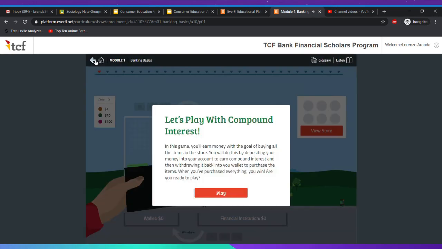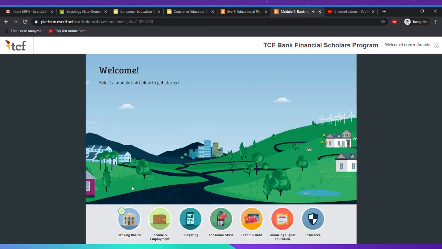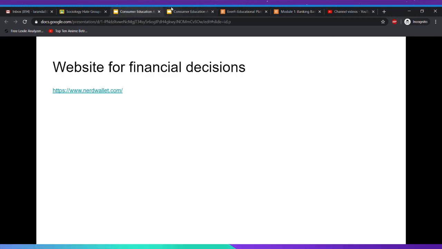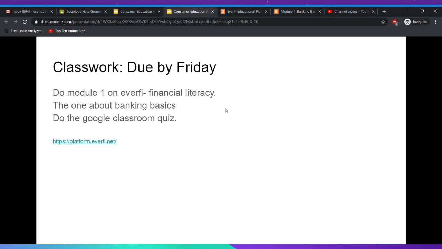Oh, that's loud. Let's play... So as you can see, it takes you through games and a simulation about somebody learning to bank. It's actually quite helpful. The estimated length is 35 minutes, and it is a good supplement to learning further about financial literacy. I think that's really it.